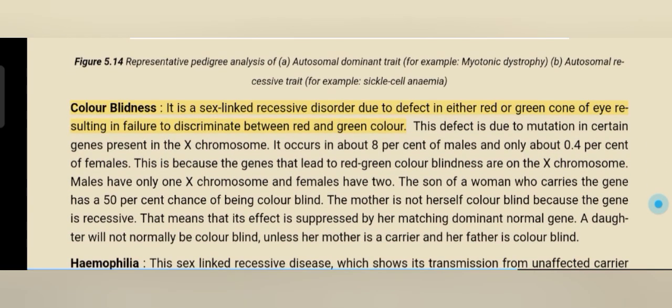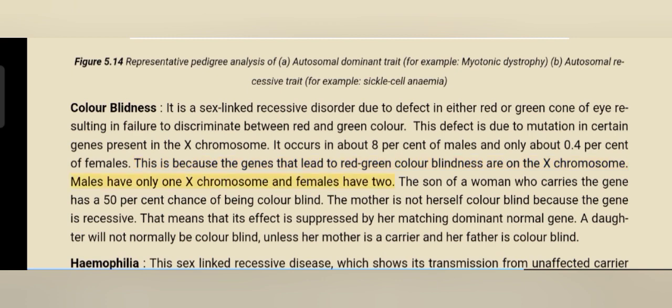Color blindness. It is a sex-linked recessive disorder due to a defect in either the red or green cone of the eye, resulting in failure to discriminate between red and green color. This defect is due to mutation in certain genes present in the X chromosome. It occurs in about 8% of males and only about 0.4% of females. This is because the genes that lead to red-green color blindness are on the X chromosome.